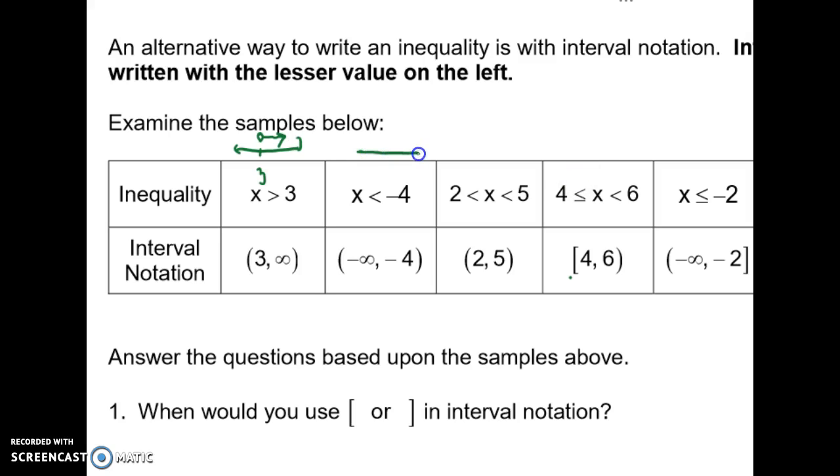The second one, x is less than negative 4, I can put negative 4, an open circle, and it goes left. So the difference on this one is that now we're starting at negative infinity, because it's going to keep on going in that negative direction forever and ever and ever. Eventually, we're going to stop when we get to negative 4. Again, going from the left to the right.